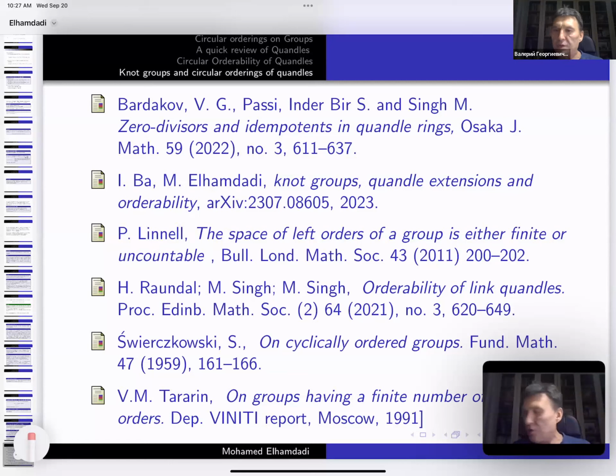Mohamed, thank you for the interesting talk. I have two questions. The first one is, when are the two enveloping groups for knots finite? Do you know the full description? You consider the knot, for example, and define its fundamental quandle, and now you calculate the two enveloping groups. Do you know when this group is finite?